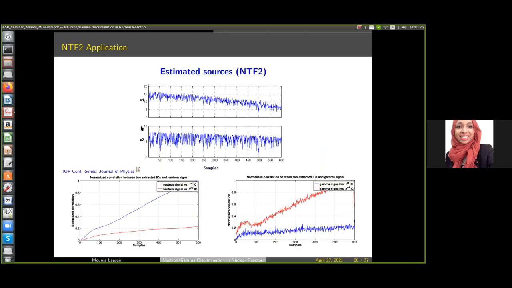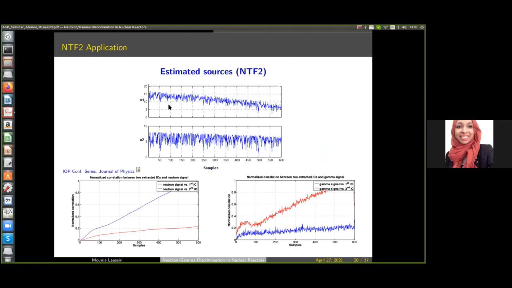The figure on the top shows the sources recovered by the application of the NTF2 algorithm, in which the two non-negative hidden components or sources are collected in one slice. The obtained time plot shows that the first plot might correspond to the neutron signal and the second one might correspond to the gamma one.